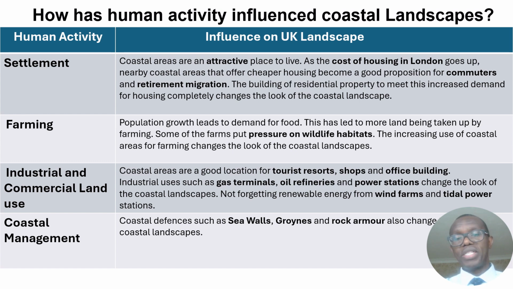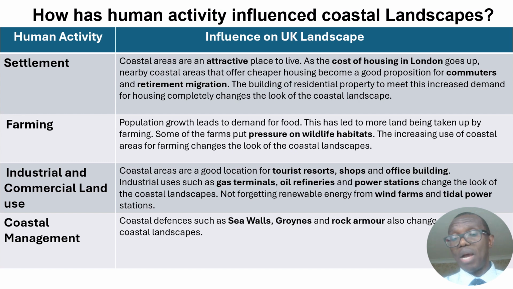So how has human activity influenced coastal landscapes, or how has it changed coastal landscapes? Again, we are going to start off with settlement as the first human activity. We know obviously that the population of the UK continues to rise, and as a result, there's a higher demand for housing. As that happens, we end up with housing being very expensive in the urban cores. Because of that, people look for other places where they can settle down, and one of the more attractive propositions is the coastline.